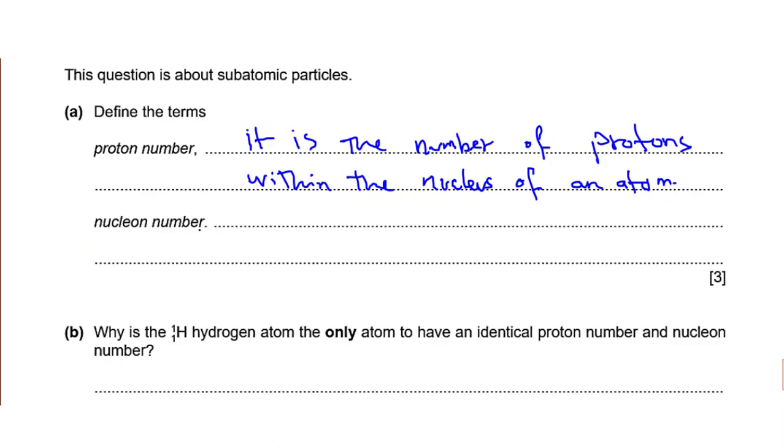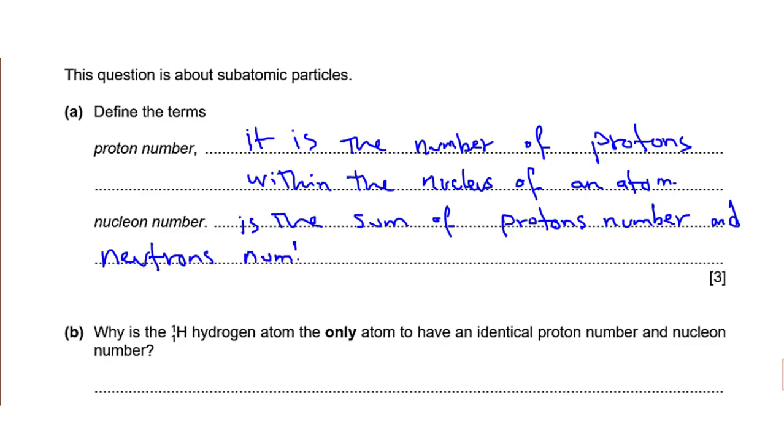Second point is, what is nucleon number? So actually guys, nucleon number is the sum of proton number, or you can say protons number, and neutrons number inside the nucleus of an atom.